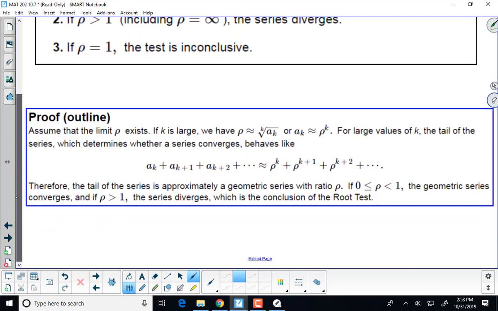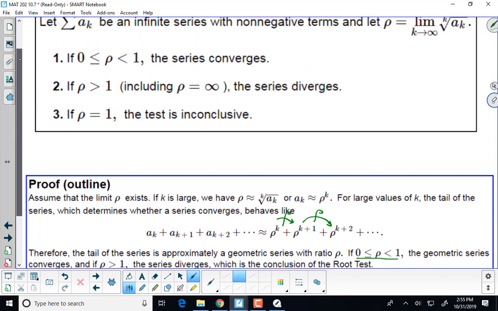So let's just look at the proof for a second. If the limit of the kth root of a sub k is rho, that means that if k is very large and you take the kth power of both sides, the kth term is like rho to the k. So we have a very geometric-looking progression. If a sub k is acting like rho to the k, a sub k plus 1 is acting like rho to the k plus 1. We're multiplying consecutive terms by rho to get from one term to the next. Again, geometric, and so again we use the geometric conclusion. If the tail of the series is acting like a geometric progression with a common ratio of rho, then rho less than 1 gives convergence, greater than 1 divergence, and if rho is 1, that's inconclusive.